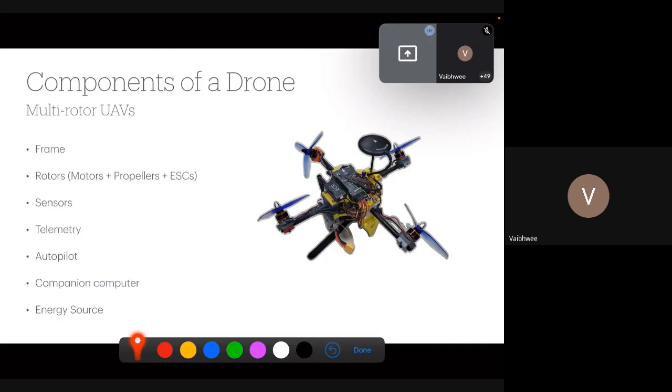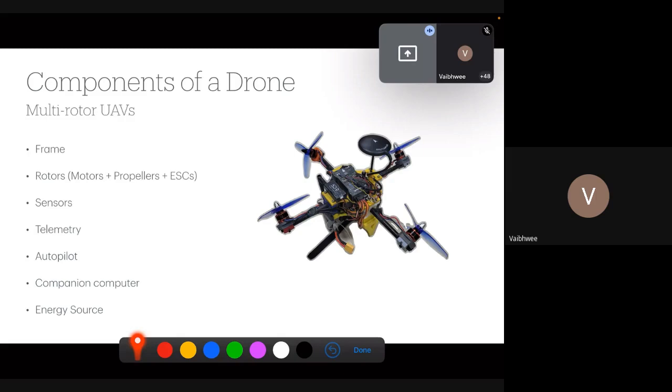In case of helicopters and multi-rotor UAVs, you need a motor propeller combination, which is responsible for lifting up the vehicle and maneuvering the vehicle. Now, this rotor system also has something known as an electronic speed controller, which is primarily responsible for controlling the motor and interfacing the motor with the autopilot board.